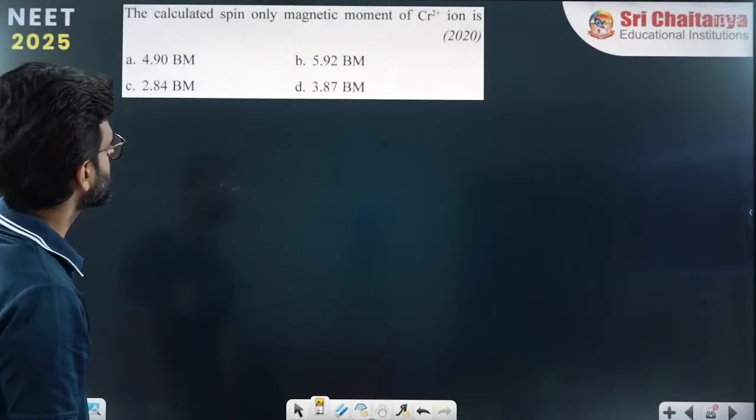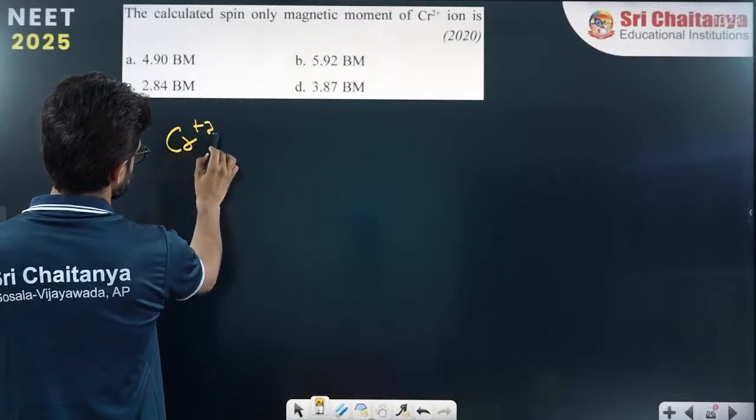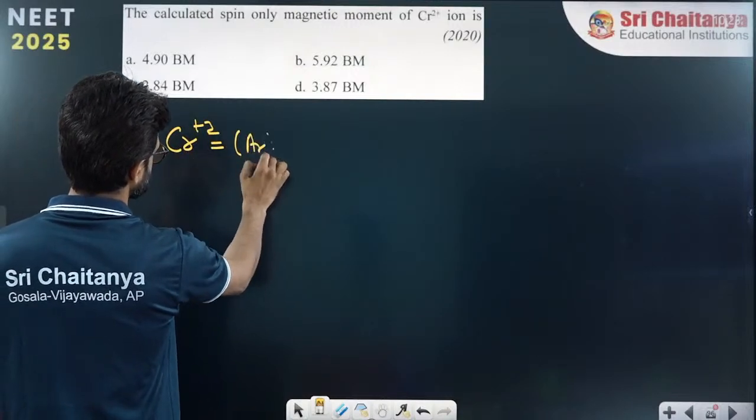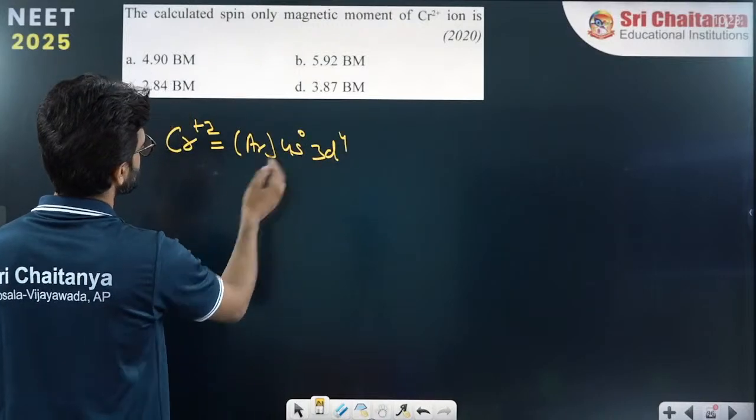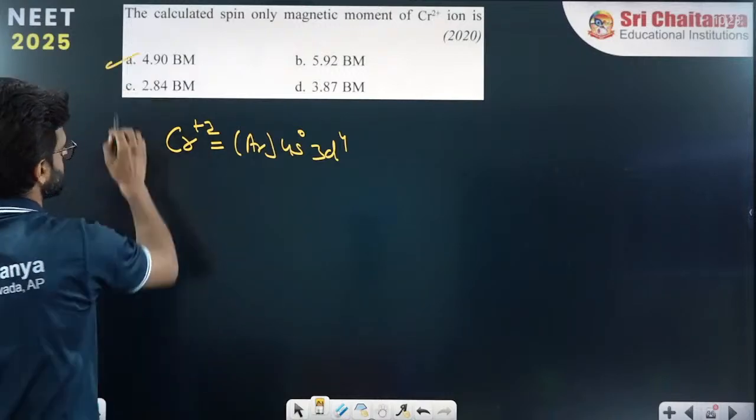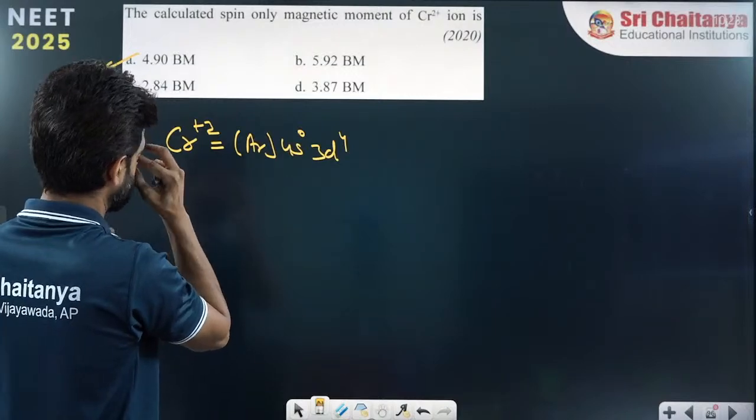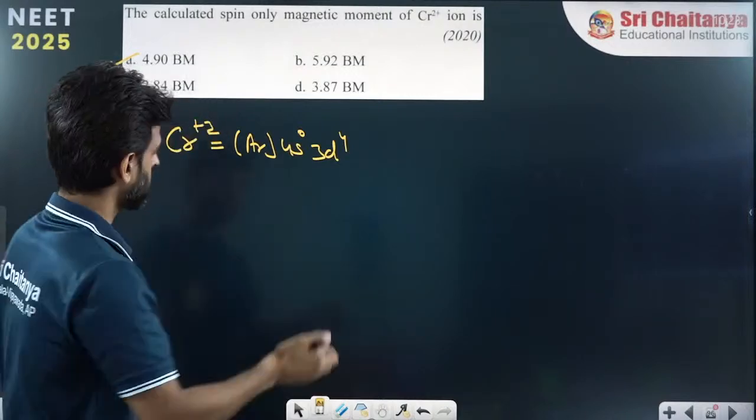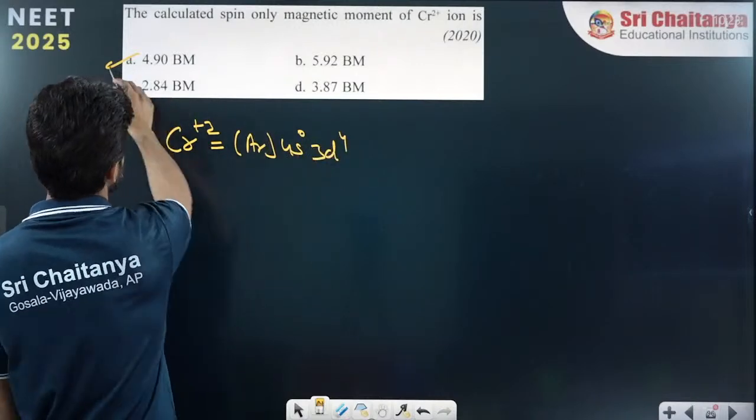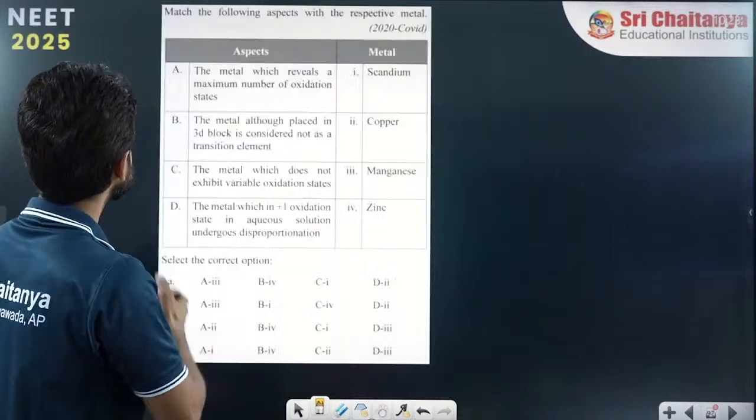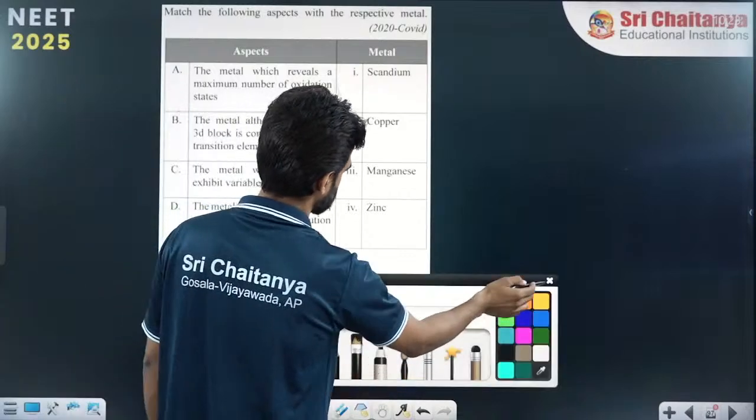Calculated spin only moment of chromium +2. Okay, chromium +2, if you want to make, what is that? It's argon. 4s will become 0 and 3d become 4. So 4 unpaired electrons are there. So 4 point something will come, right? Chromium is 4s1, 3d5. So if you are making it +2, so 1 gone from s, 1 gone from d. 4 unpaired electrons means what? 4.9 something. Easy.